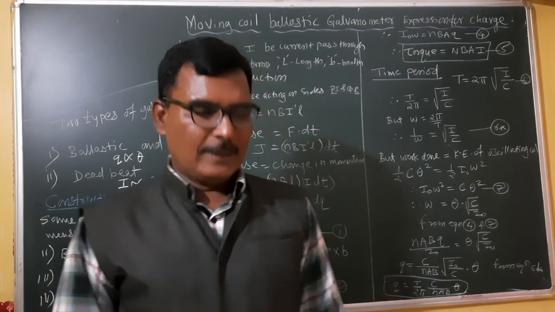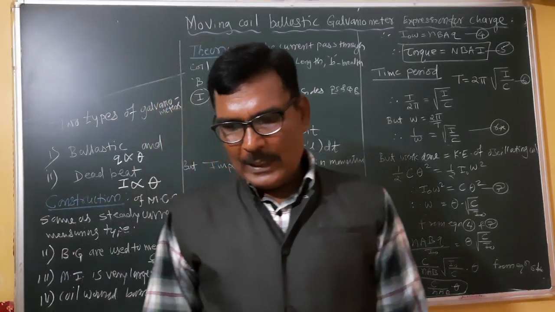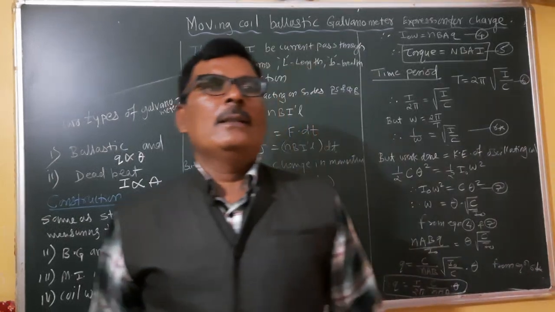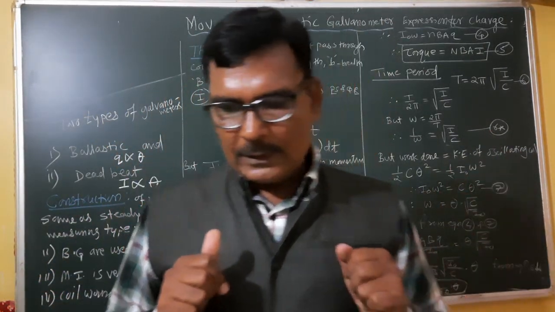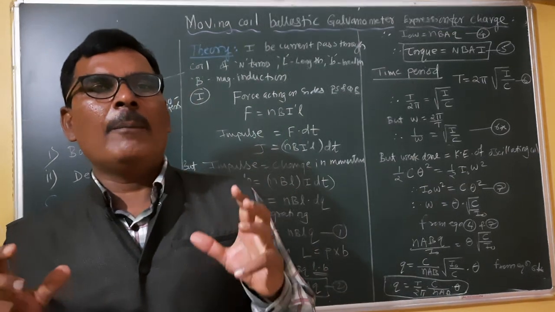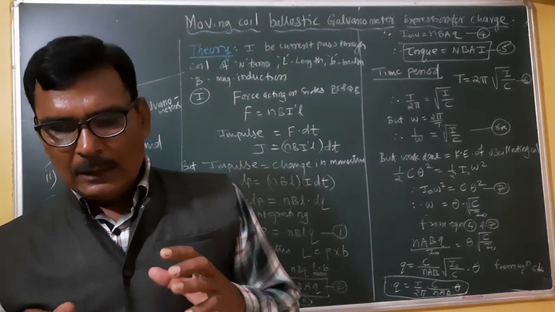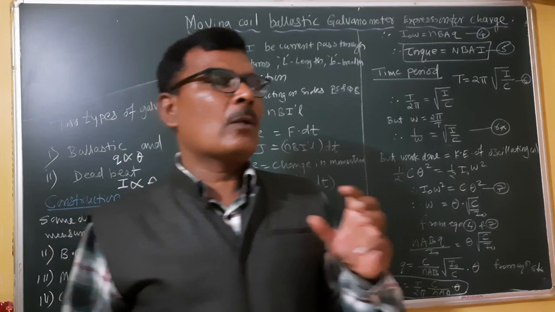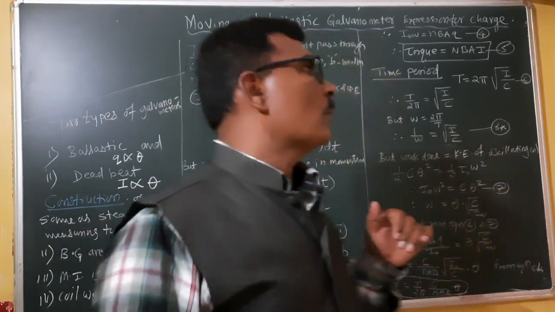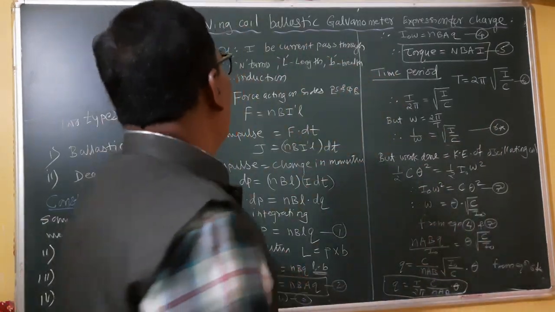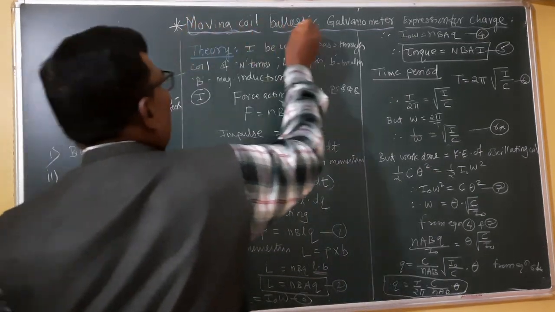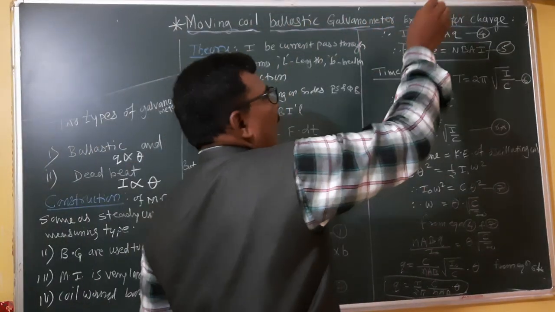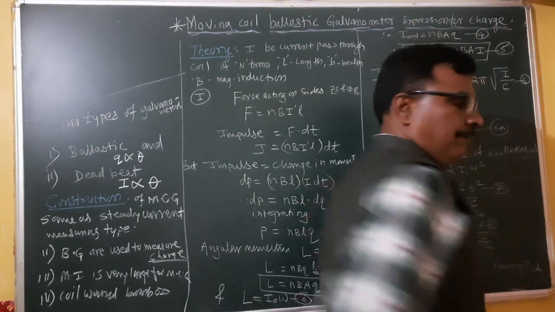Good morning, friends. In the previous lecture, we studied Ampere's law, its statement, mathematical form, and the differential form of Ampere's circuital law. In magnetostatics, the last article we are going to discuss in today's lecture is the moving coil galvanometer, ballistic galvanometer, and the expression for charge.